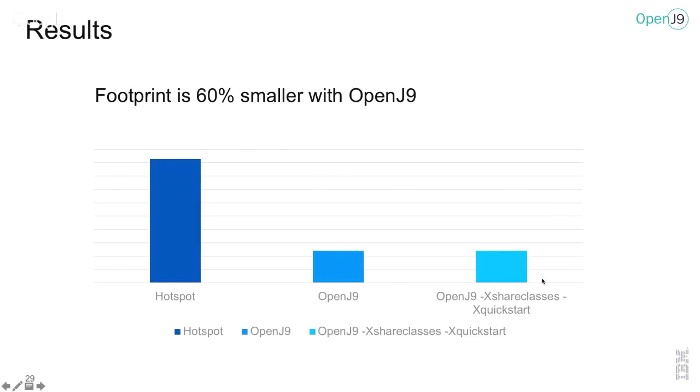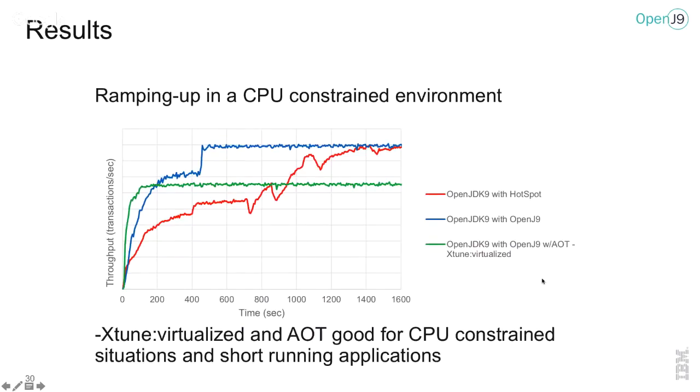And then I don't have a demo for it, but I just wanted to show some of the Xtune virtualized and AOT for ramping up in CPU-constrained environments. So I've got 3 lines on this screen. The first one we'll look at is the red line, which is using OpenJDK 9, running with HotSpot. Getting up to speed and up to peak performance takes a certain amount of time, but the peak is about the same. And then if we look just at base OpenJ9, we're able to get to that peak performance faster.